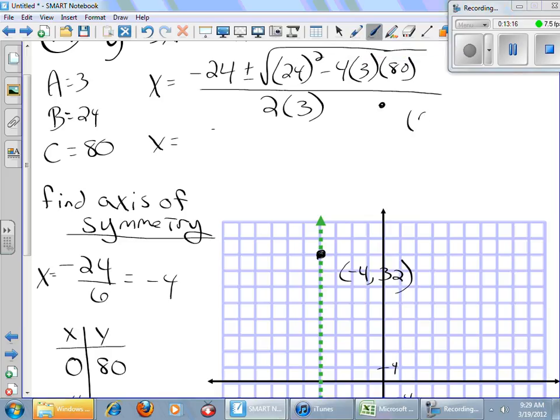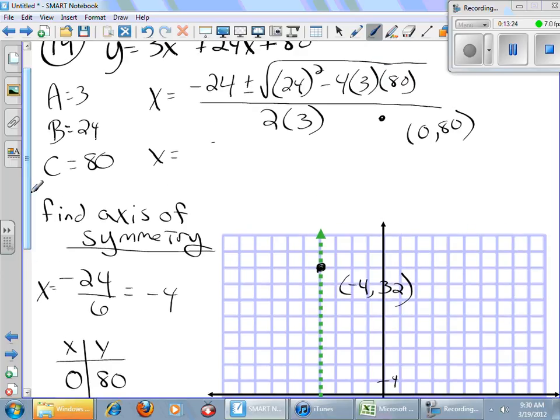And I'm going to label it 0, 80. Okay? Then I'm going to be very smart. Because of symmetry, I know that if I go 4 this way, I have to go up to 80, right? Well, because of symmetry, if I go 4 the other way, 1, 2, 3, 4, I'll have to go up to 80 as well. Okay, now you know those are not in the graph. They're just a visualization here.